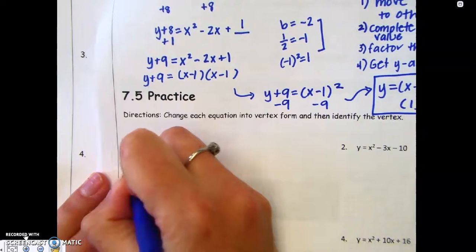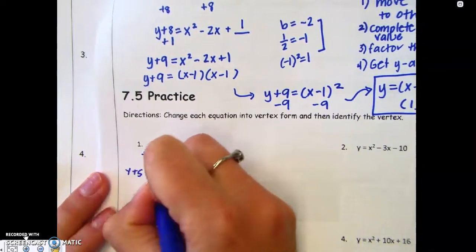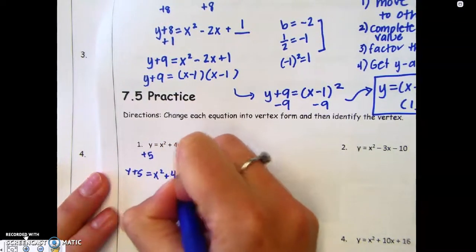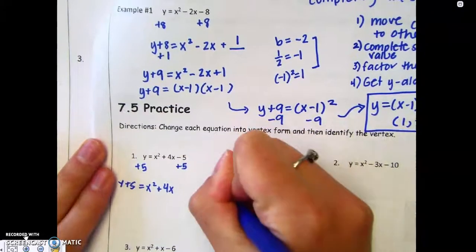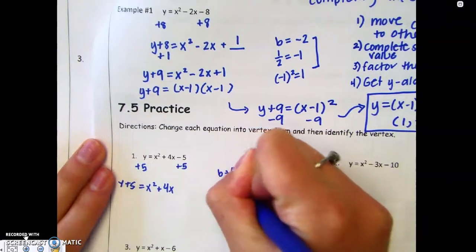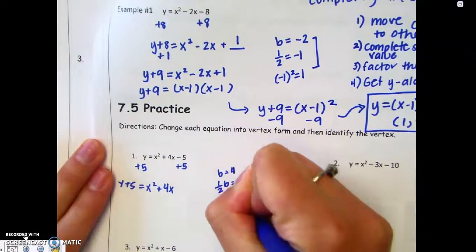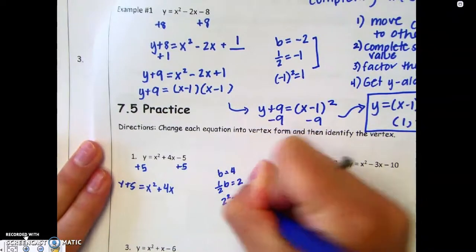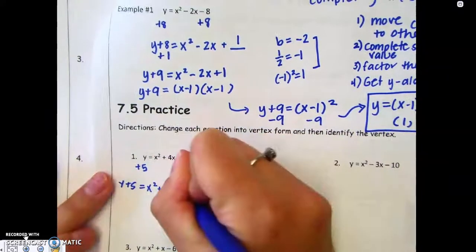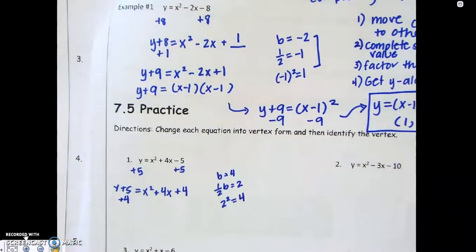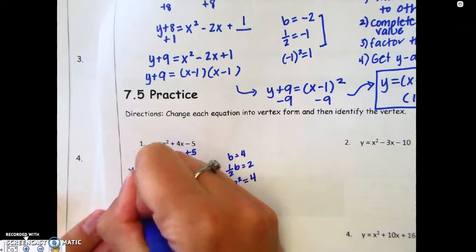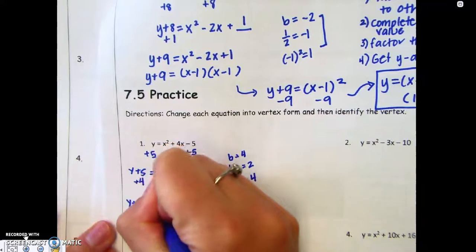So I have y plus 5 equals x squared plus 4x. Now is where I will complete the square. I need my b value, which is 4. I need to take half of that, which is 2. And then I need to square 2 to get what my c value should be. So it should be 4. I'm going to add 4 to this side. Whatever I do to one side, I have to do to the other. So I'll add 4 to the other side. That will make y plus 9.